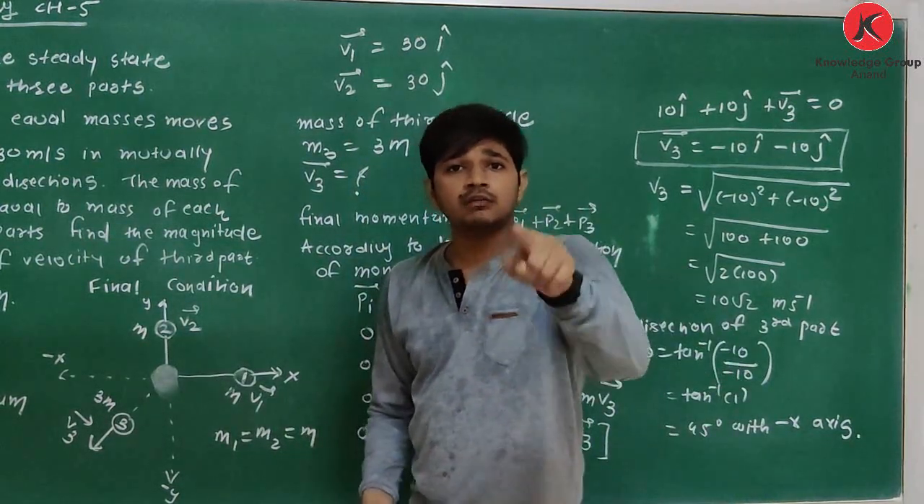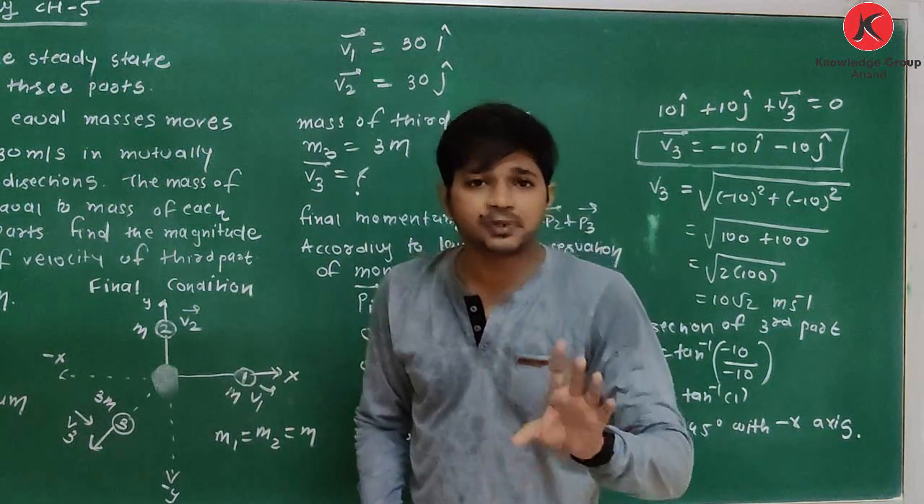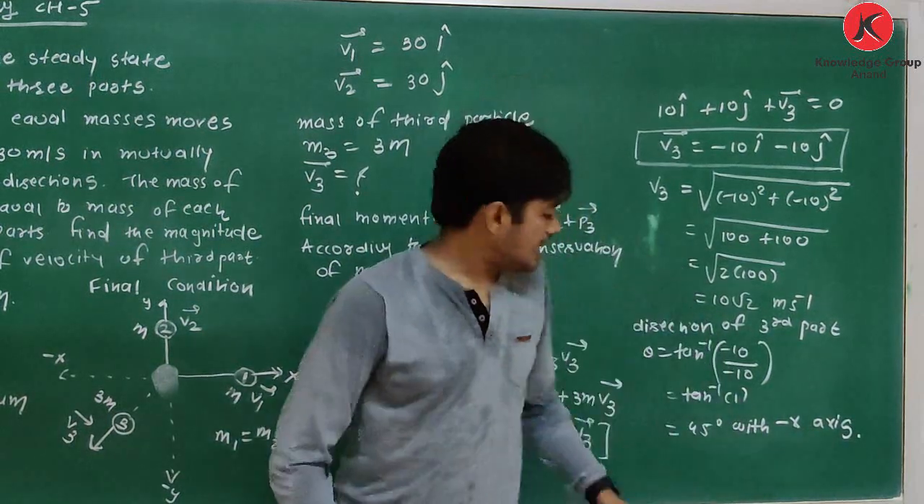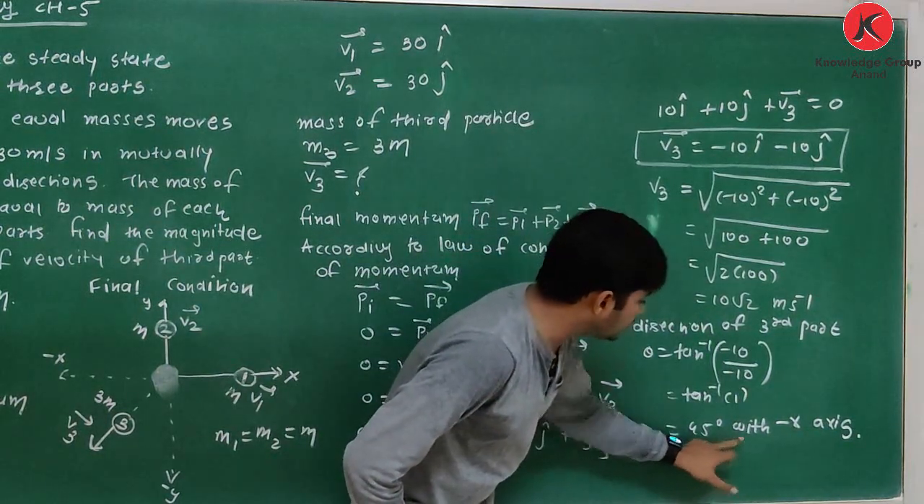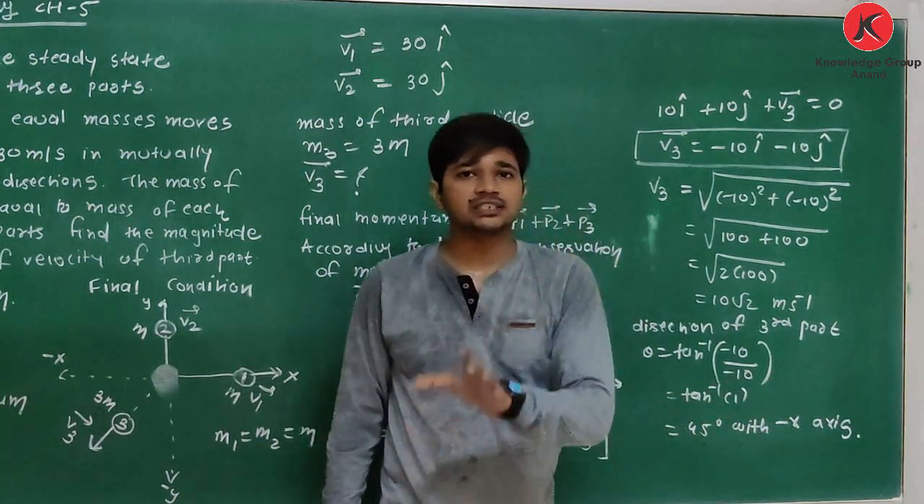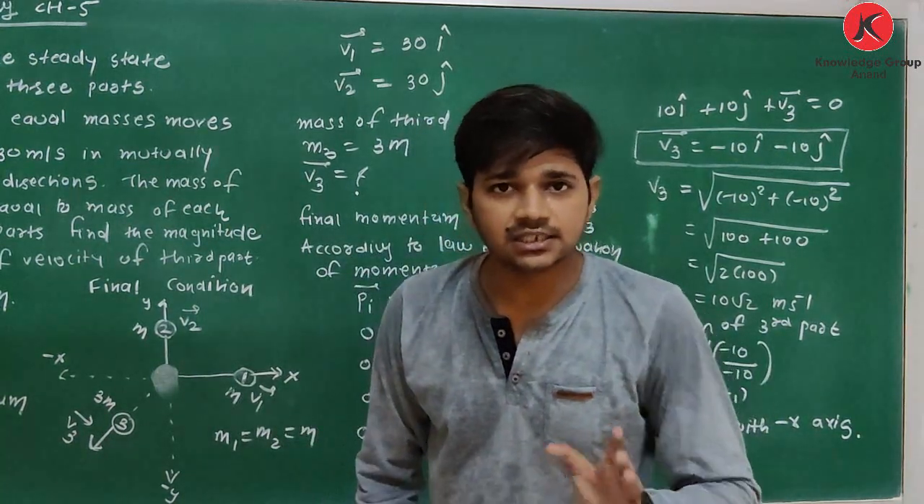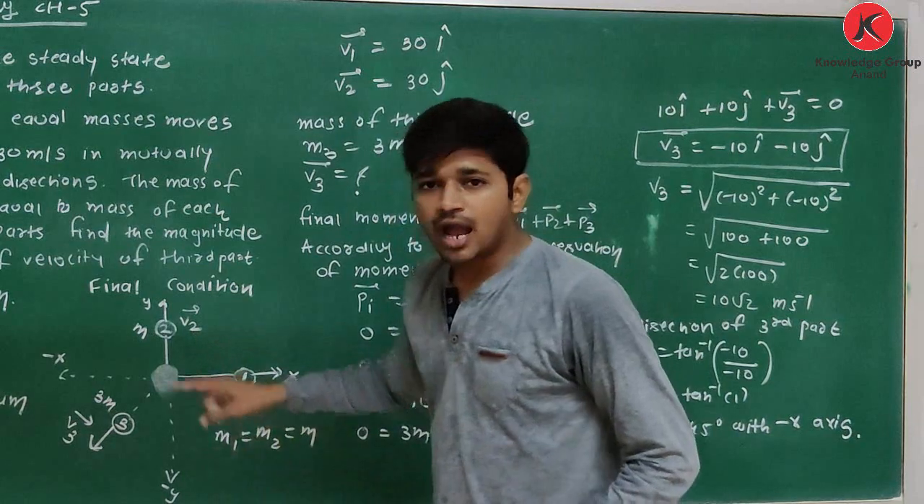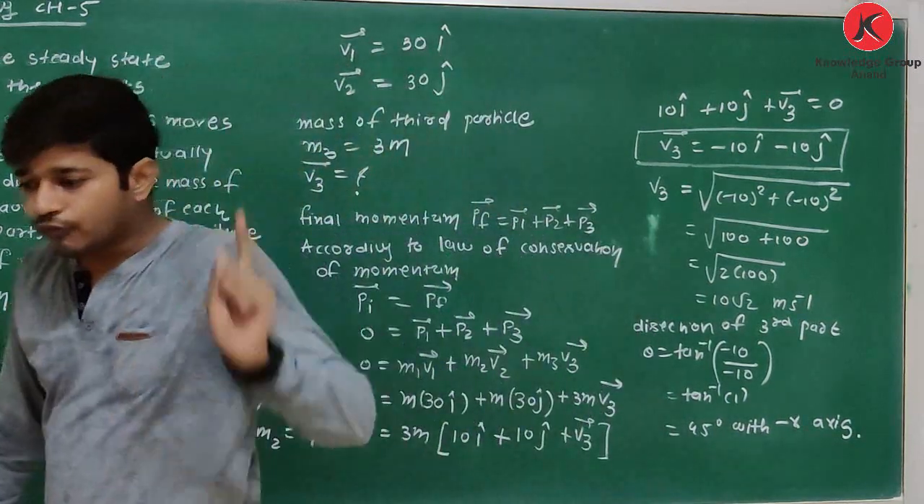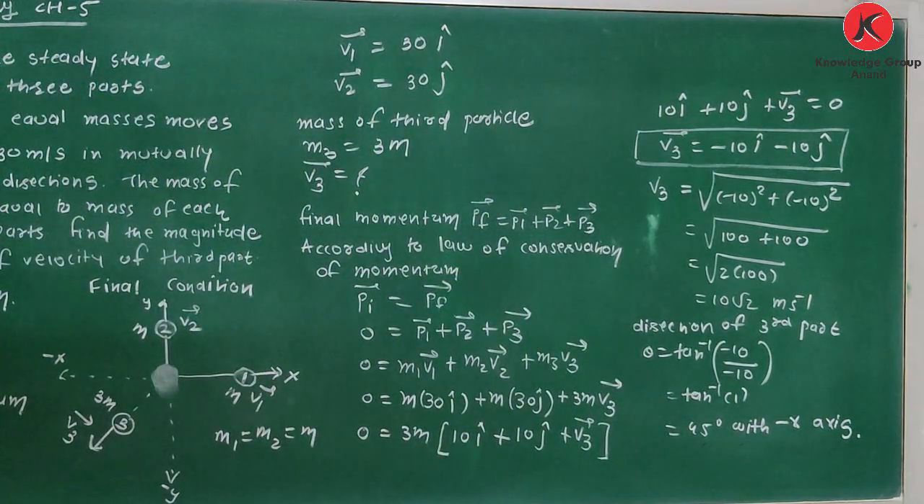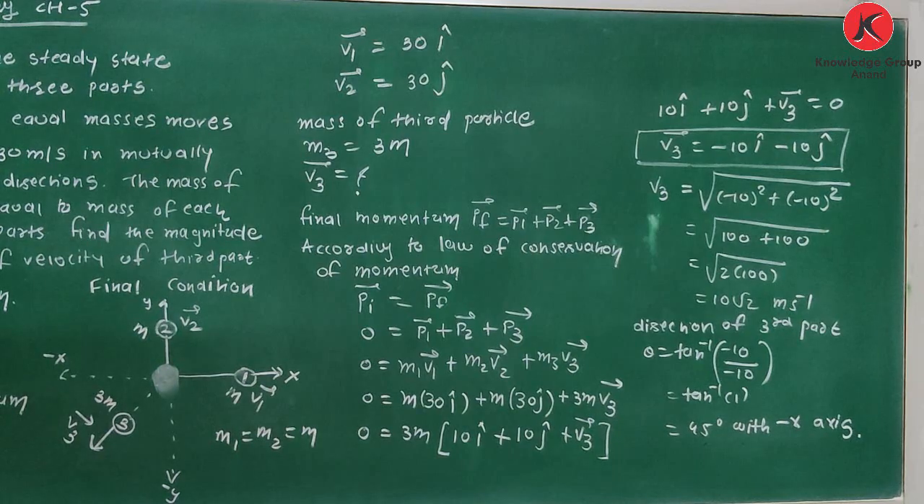So this is your answer: the third particle will move with speed 10 root 2 meter per second in direction 45 degree with the negative x-axis. Clear about this? So you have to take care about the figure: how to draw the figure, how to write V1, V2 and how to find V3. It is one question based on the law of conservation of momentum. Okay, write it down from the board.